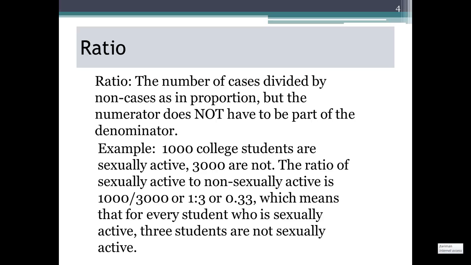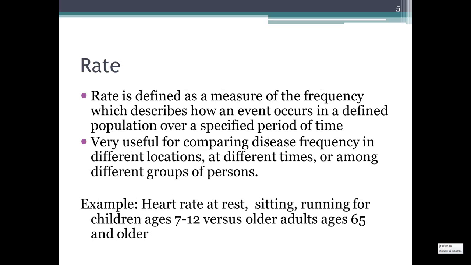If we have 1,000 college students who are sexually active and 3,000 are not, then the ratio of sexually active to non-sexually active is 1,000 divided by 3,000, or 1 is to 3, or 0.33. Which means that for every student who is sexually active, 3 students are not sexually active. So there's a very minor difference between proportion and ratio.